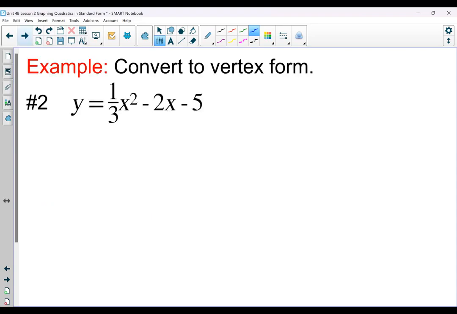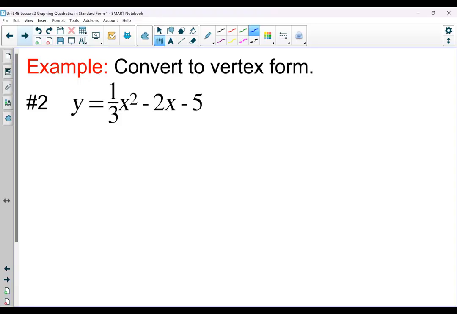In our second example, we want to talk about how we could convert this standard form to vertex form. And you might be thinking, trick question, you showed us how to do this in the last set of notes by completing the square. And you're right, I did. I showed you that method. However, we have a new method.